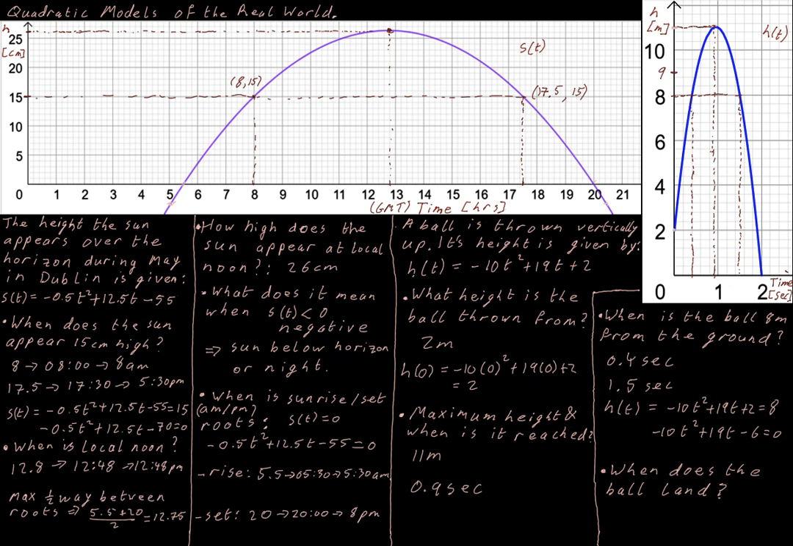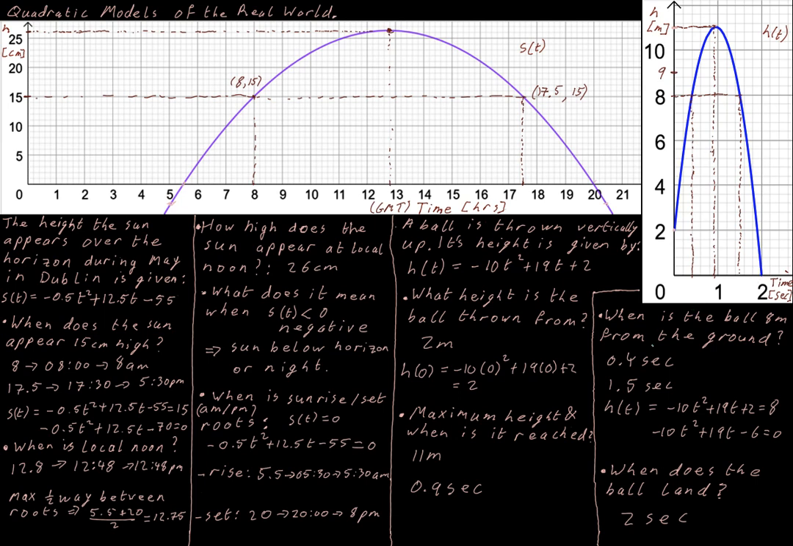Now, when does the ball land? Well, we're measuring the height above the ground, and it hits a height of 0 after 2 seconds. So when does the ball land? It lands when it hits the ground after 2 seconds.